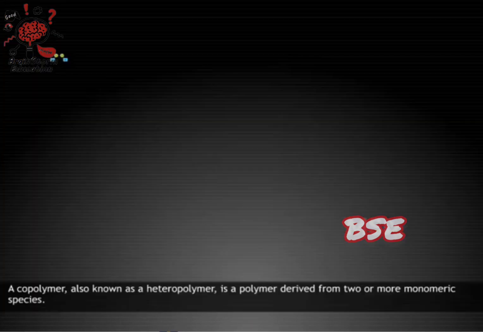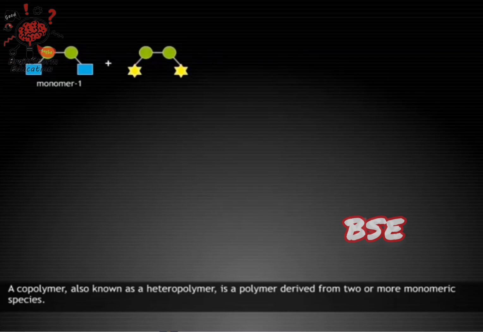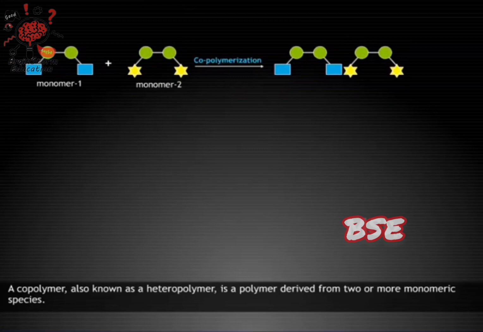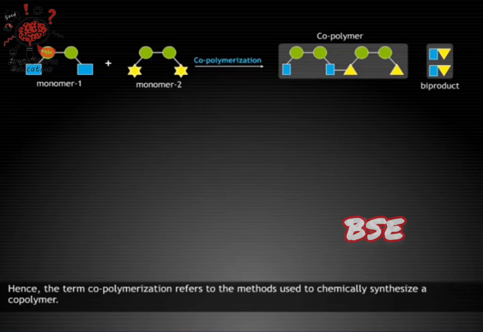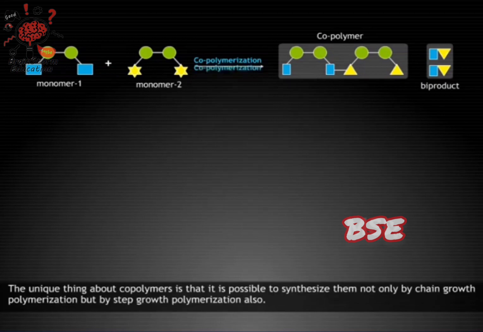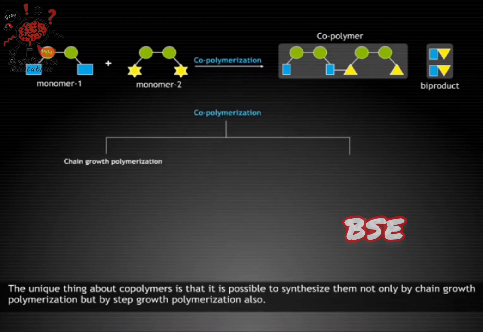Copolymerization. A copolymer, also known as a heteropolymer, is a polymer derived from two or more monomeric species. Hence, the term copolymerization refers to the methods used to chemically synthesize a copolymer. The unique thing about copolymers is that it is possible to synthesize them not only by chain growth polymerization but by step growth polymerization also.